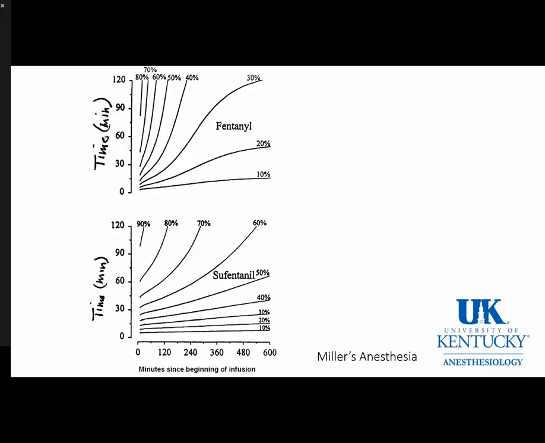This slide is another way to depict these. The time is on the y-axis, and the infusion minutes on the x-axis. Each curve represents a different context-sensitive effect site decrement for that drug. So, for example, if a patient only needed, say, 20% of the fentanyl to dissociate in order for them to awaken following a long infusion, one could infuse fentanyl for 10 hours and still not have a difficult time awakening the patient.